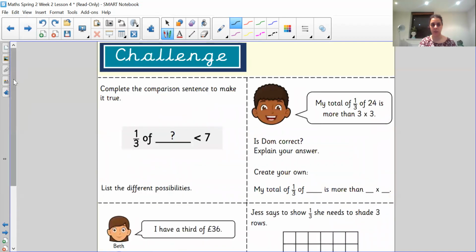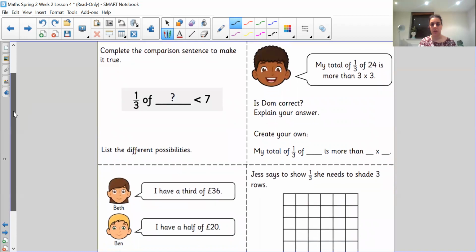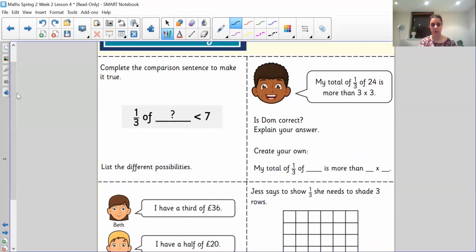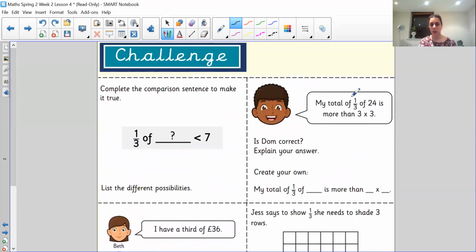And then your challenge questions, you've got 4 here. So it says complete the comparison sentence to make it true. A third of something is smaller than, remember it's got the crocodile facing the 7. List the different possibilities. I want you to list all the different ones that you can think of. My total of a third of 24 is more than 3 times 3. Is Dom correct? Explain your answer. Then create your own. My total of a third of something is more than something times something.